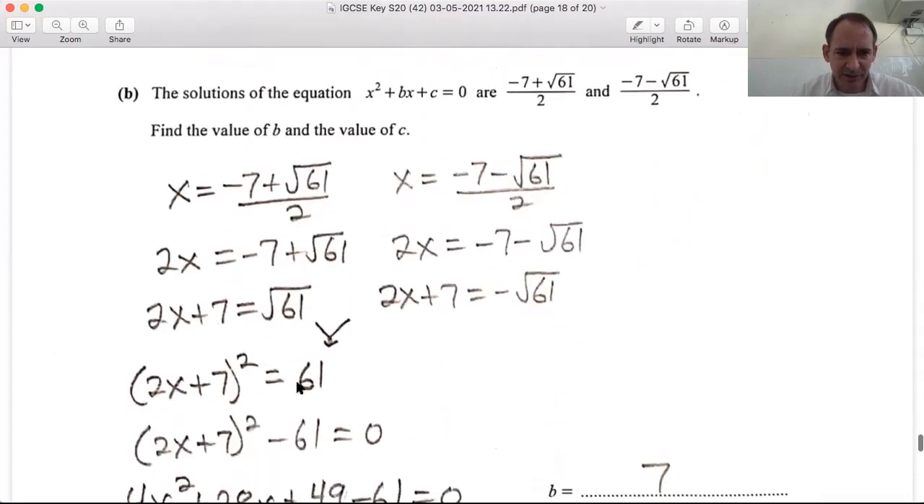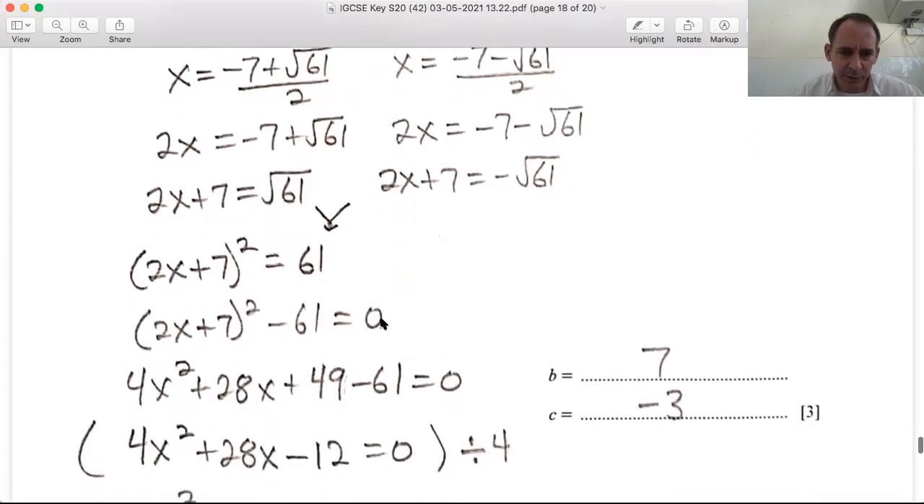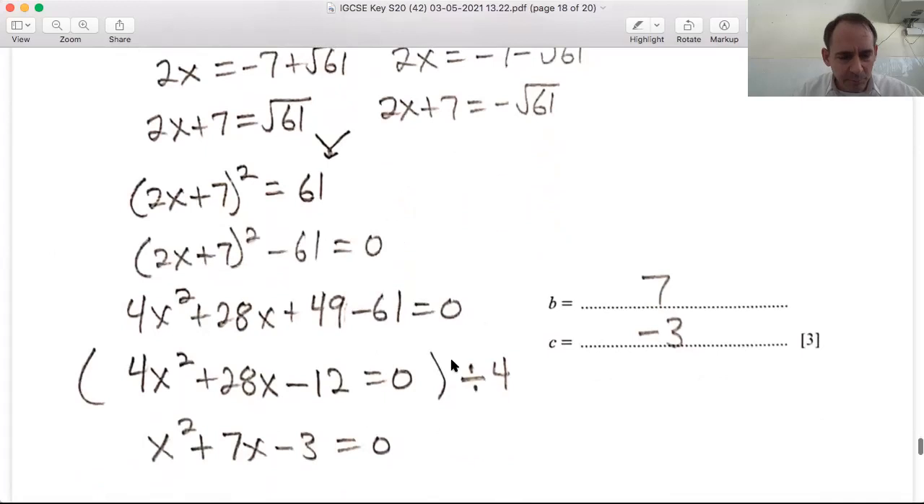So we get 2x plus 7 squared equals 61. And now we can move the 61 over and multiply it all the way out. So 2x plus 7 squared is 4x squared plus 28x plus 49, and then the minus 61 at the end. Again, be careful. Don't distribute exponents over add and subtract. You have to take 2x plus 7 times 2x plus 7 and do your smiley face or FOIL method to get these three terms here, followed by the minus 61.